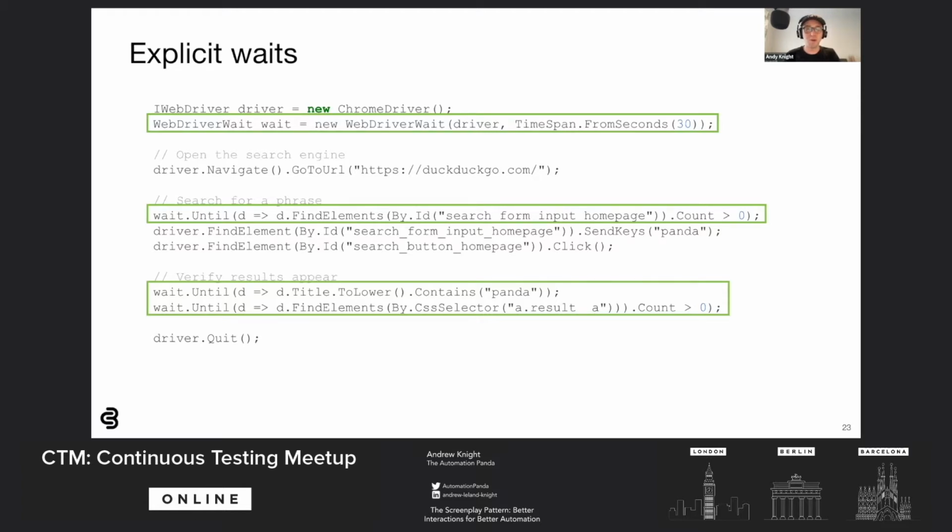Explicit waits use a WebDriver wait object, shown at the top there, with a preset timeout value. And you've got to make these WebDriver wait calls explicitly throughout your code. Here, I put them in the 3 spots where the race conditions were happening. Each wait.until call takes in a function that returns true once the condition is satisfied.